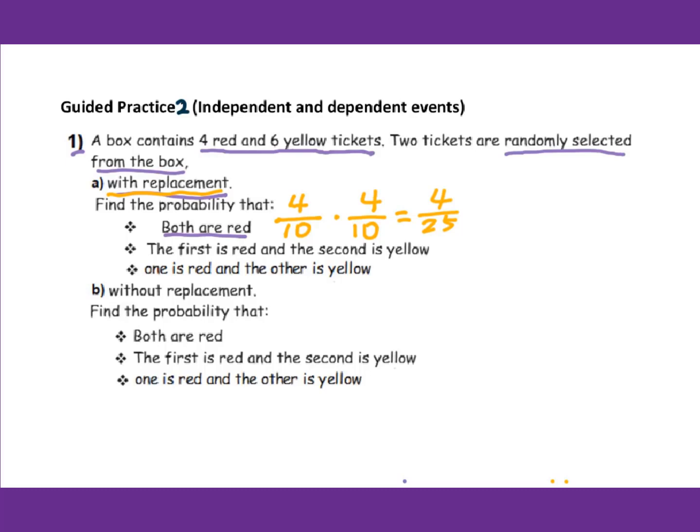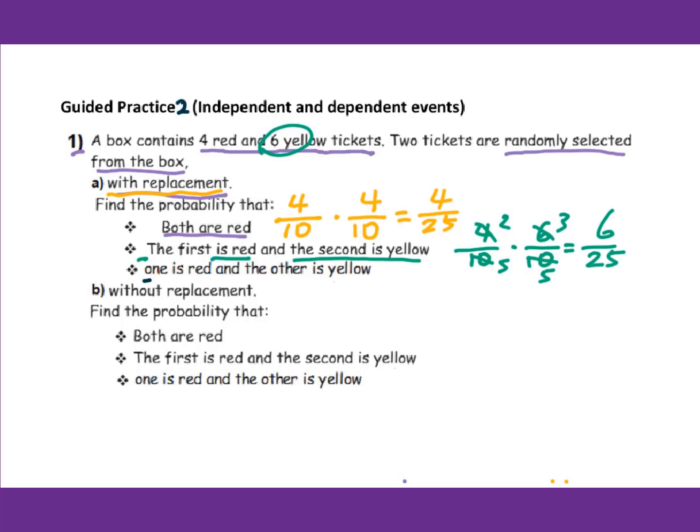Let's go to this one. The first is red and the second is yellow. The first is red means 4 out of 10. Second is yellow. How many yellow? We have 6, 6 out of 10. So you reduce, and we have 6/25.